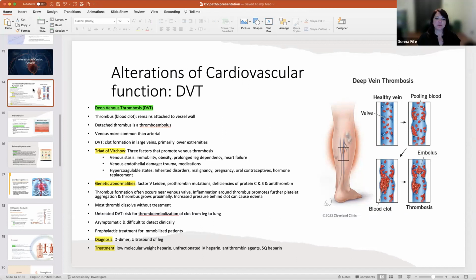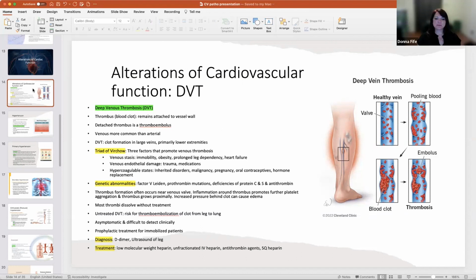Thrombus formation often occurs near venous valves. Inflammation around the thrombus promotes further platelet aggregation, and the thrombus grows proximally. Increased pressure behind the clot can cause edema. Most thrombi that form dissolve without treatment. With untreated DVT, there is a risk for that clot to break off and become a thromboembolus and go from the leg to the lung, which of course can be fatal.